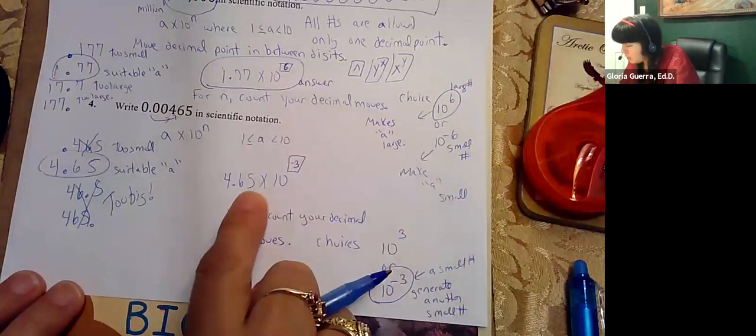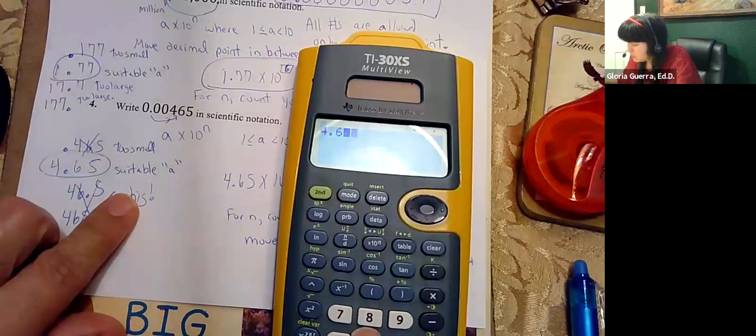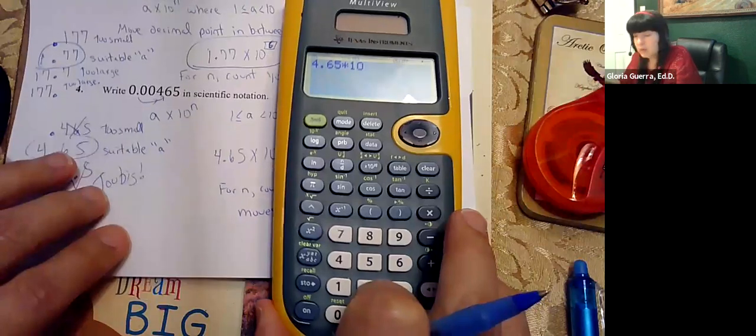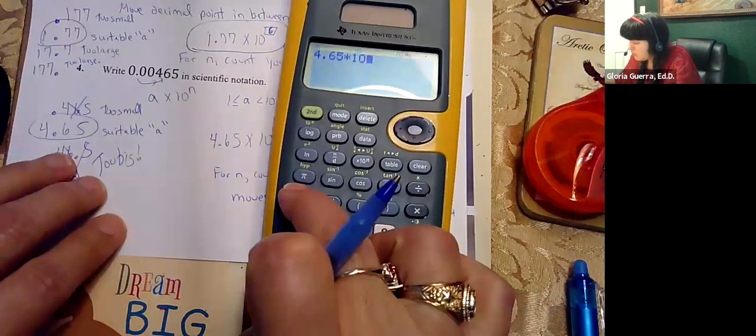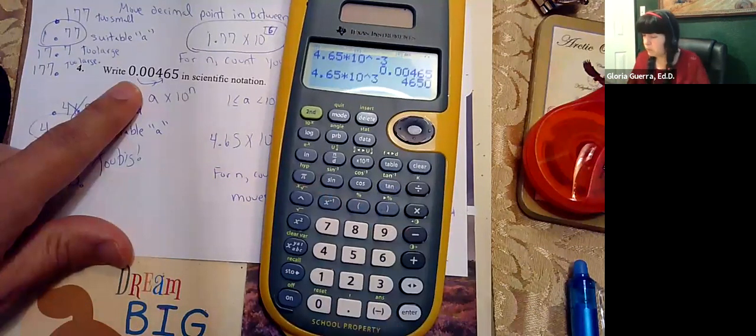I can check on the calculator, 4.65 times 10 raised to the negative 3rd power. See, that works. The other one, 4.65 times 10 raised to the 3rd, that's too big. You don't want that. Okay.